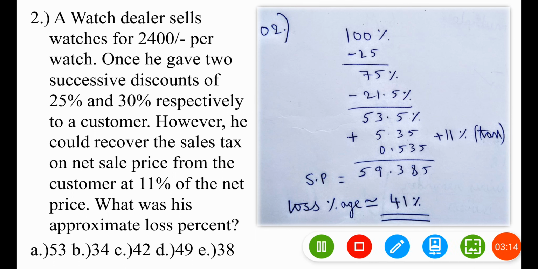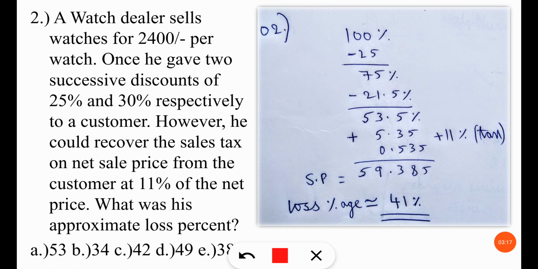Let's move on to the second question. A watch dealer sells watches for 2400 per watch. Once he gave two successive discounts of 25% and 30% respectively to a customer. However, he could recover the sales tax on net sale price from the customer at 11% of the net price. What was his approximate loss percentage?